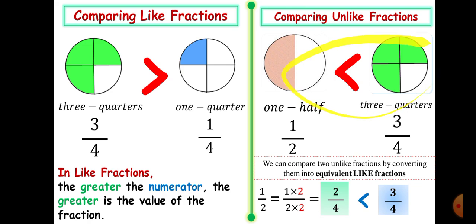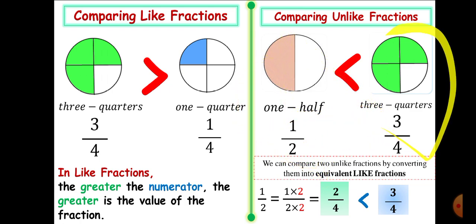Then if I come to unlike fractions, I have a whole that has 2 equal parts and one of them is shaded, which means 1/2. Then I have a whole that has 4 equal parts and 3 of them are shaded, which means 3/4. Now we can compare these. These are unlike fractions, so we have to convert them into equivalent fractions first. If you multiply 1/2 by 2, you get 2/4, and the other is 3/4. Now the denominators are the same, so focus on the numerators. The one with the greater numerator is the greater fraction. 3 is greater than 2, so 3/4 is greater than 1/2.